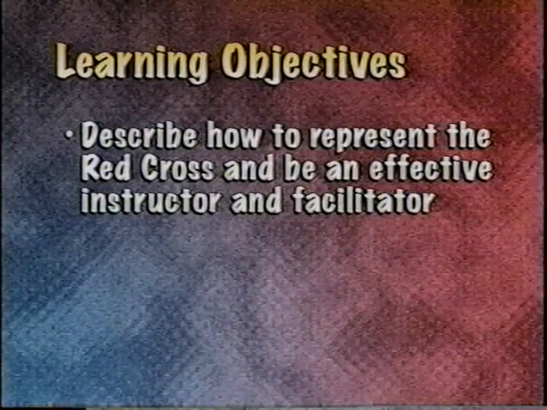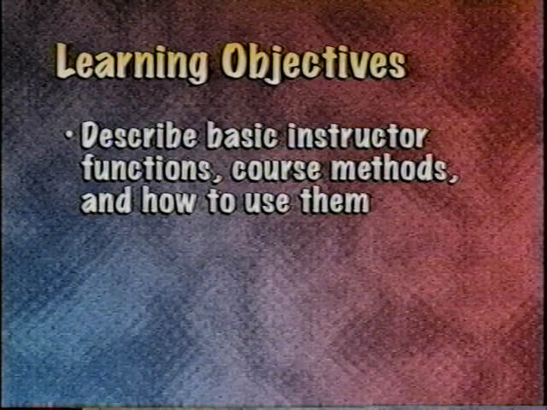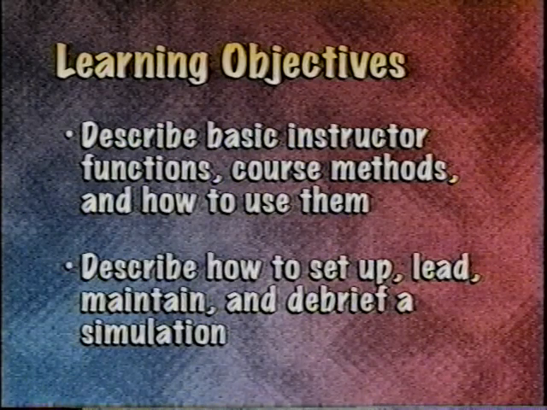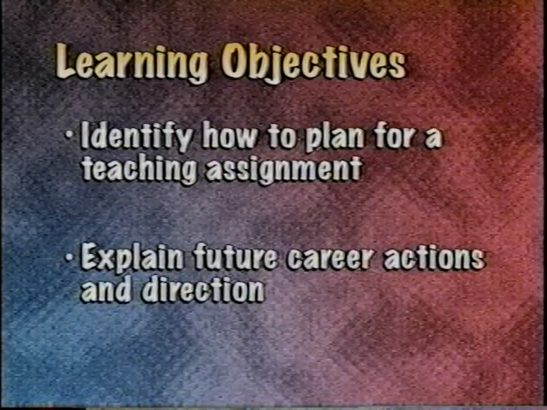Now, let's take a moment to review the learning objectives of this course. Describe how to represent the Red Cross and be an effective instructor and facilitator. Describe selected concepts of adult learning theory and how they relate to disaster training. Describe basic instructor functions, course methods, and how to use them. Describe how to set up, lead, maintain, and debrief a simulation. Identify how to plan for a teaching assignment. Explain future career actions and direction.